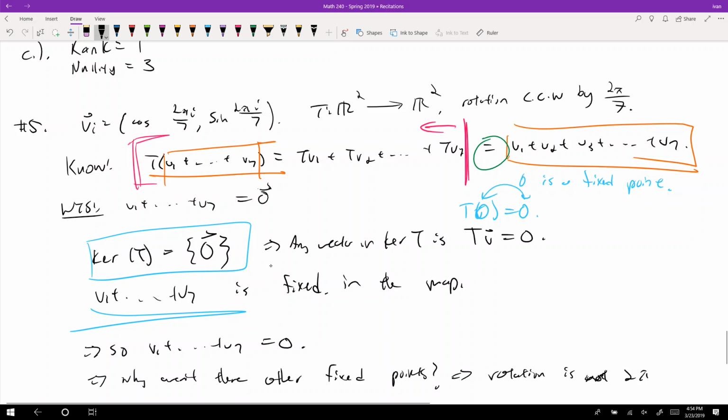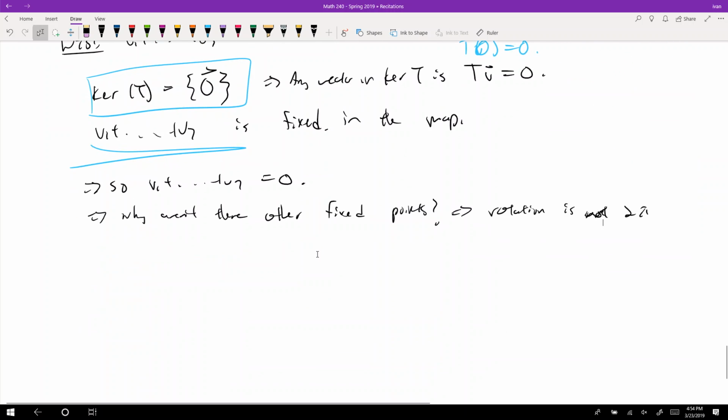Okay. Any other questions? So this one's a conceptual problem. It took me a while to figure out how to explain it, but I think you use this fixed point argument to explain that. Okay. Another problem on here was number 10.